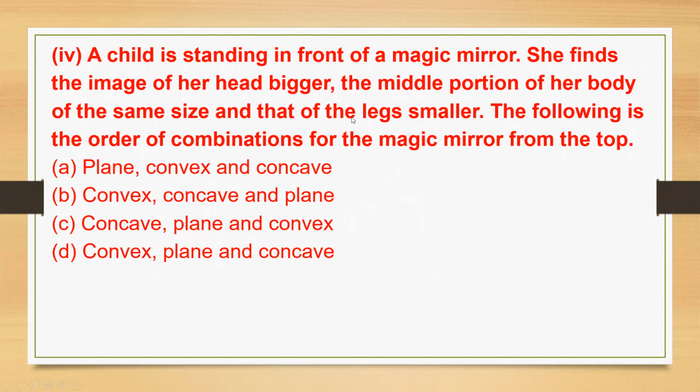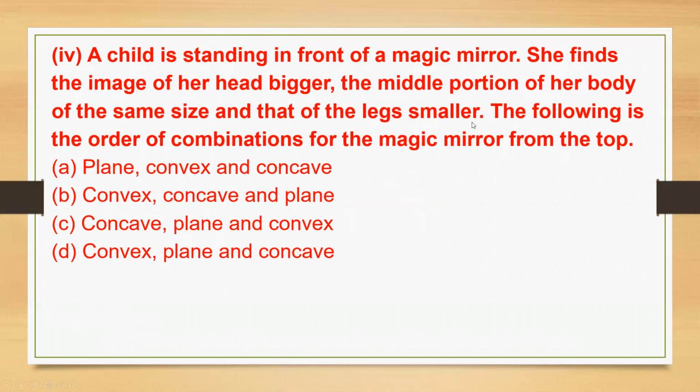We'll see now. First, the head is showing bigger. We know that a concave mirror gives a bigger size. It used to give the enlarged size, enlarged. So it is bigger in the sense that concave will be the first part. The middle will be the same. Of course, a plane mirror, whatever size the object is, the image size also will be the same. So the middle one will be the plane mirror.